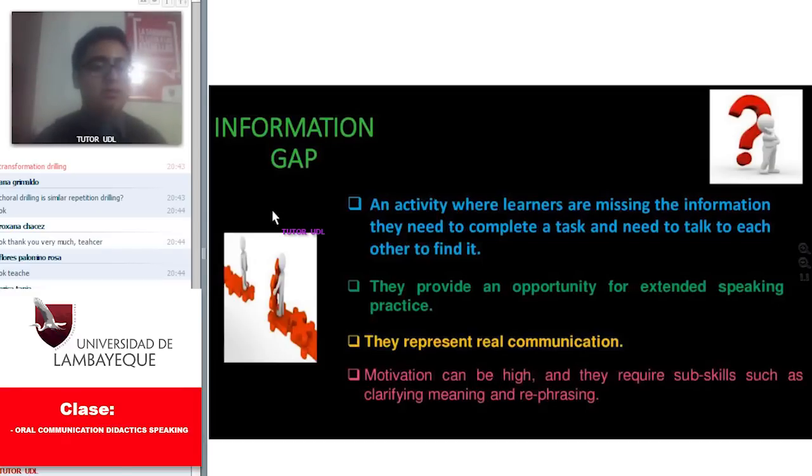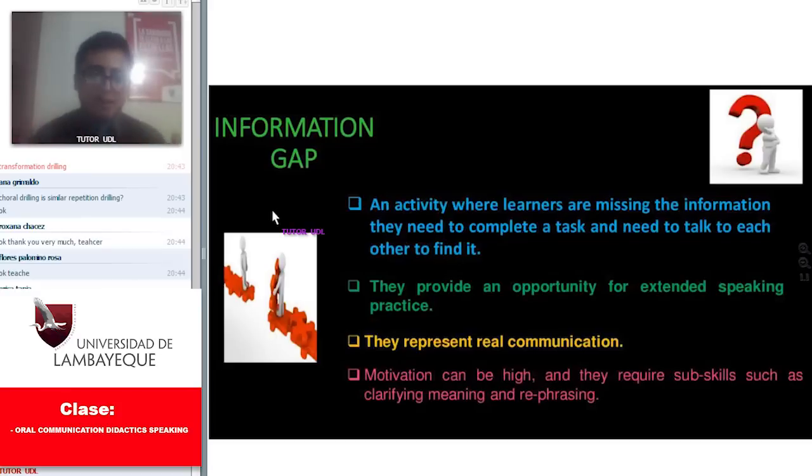Student B is going to have the information that student A doesn't have. So it means that they need to talk to each other in order to complete the information that is missing. Okay? So that's the meaning of information gap.